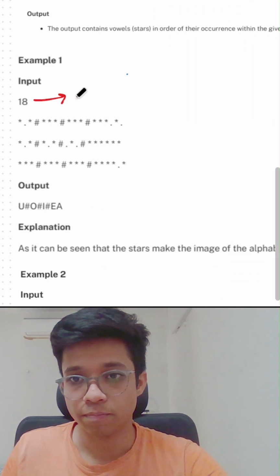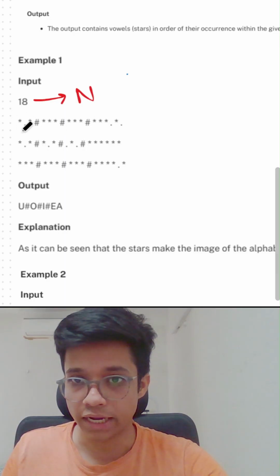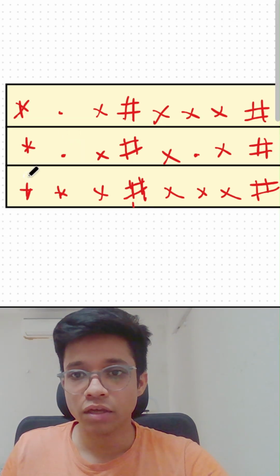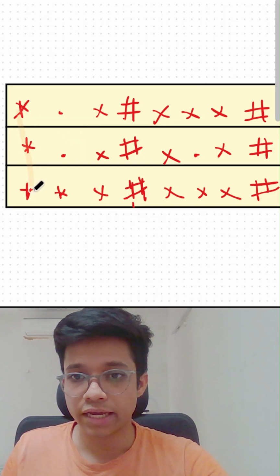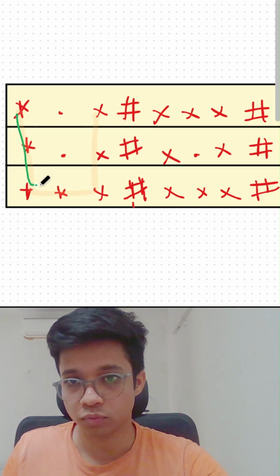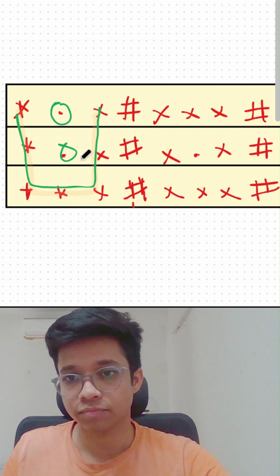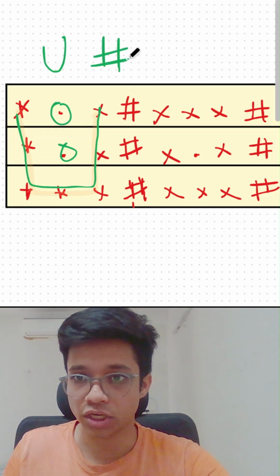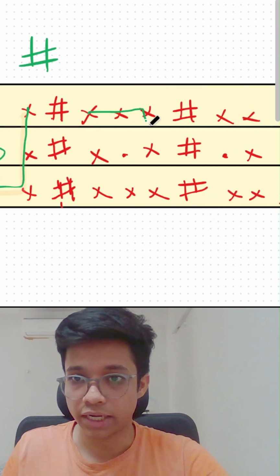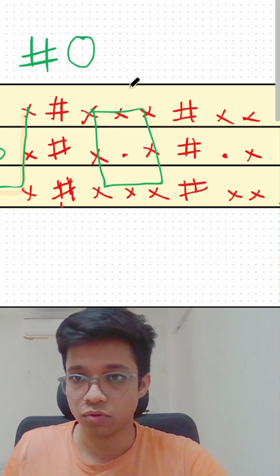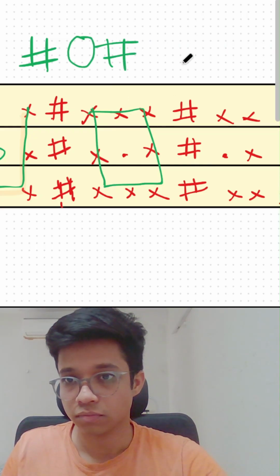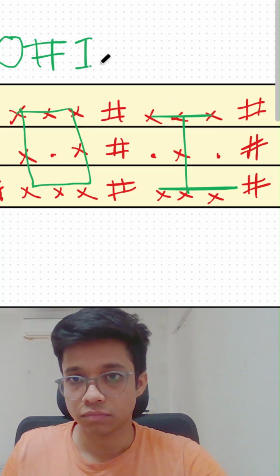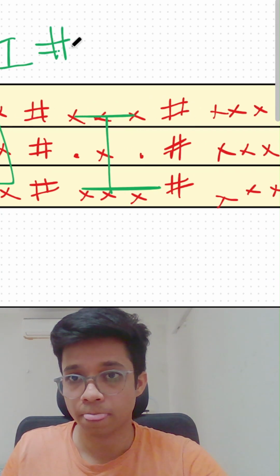So this is going to be the number of columns or the length of the row. I have denoted this more clearly in this pattern. If you look at this input, this looks like a U, and this is an empty space. So we will return U here. Then this is the end of the galaxy, so we will return a hashtag here. Now this looks like an O, so we will return O here. Then a hashtag, and next this is an I. We will return an I. This is the end of the galaxy.